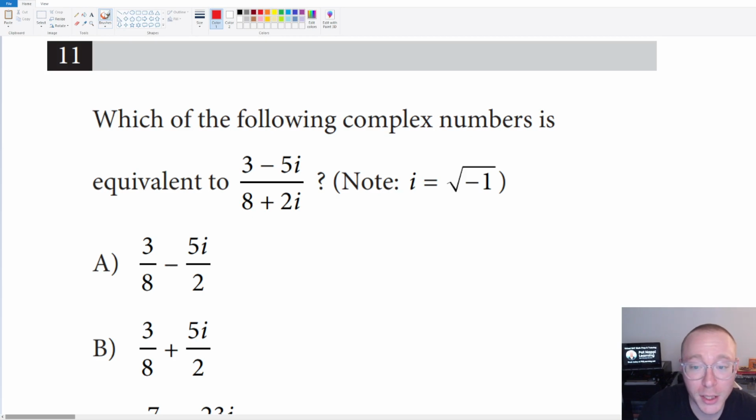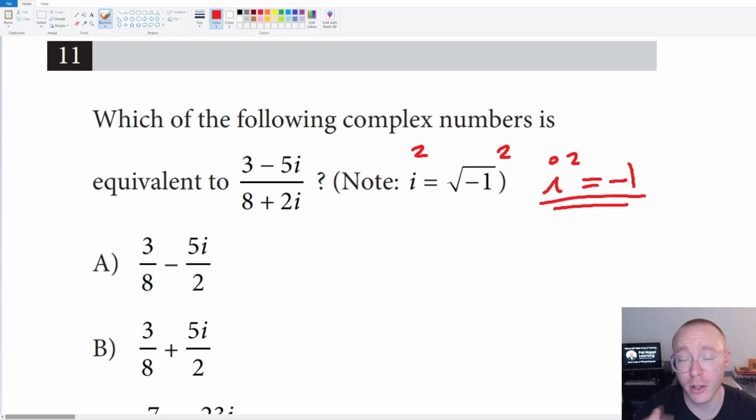It says, which of the following complex numbers is equivalent to (3 minus 5i) over (8 plus 2i)? And it says note, i equals the square root of -1. That's the first thing. You're not going to have to know or remember that because they're obviously giving it to us here. But what you do have to know or remember is that if you were to square both sides of this little fact, we're going to end up getting a statement that says i squared equals -1. This is going to be very important later on in the question.